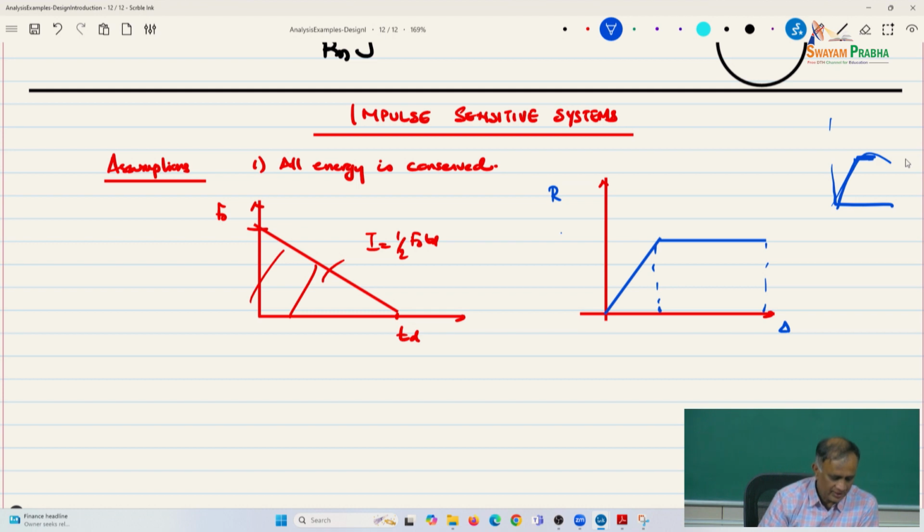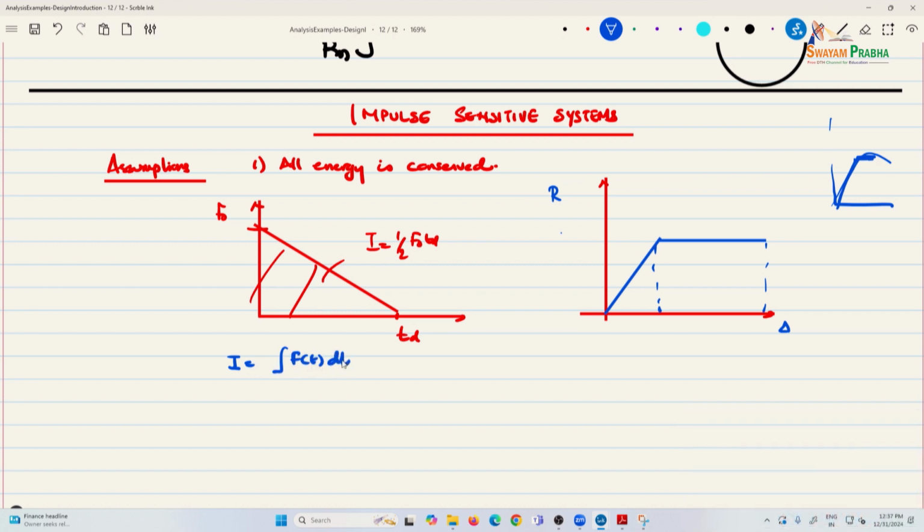So here your impulse is integral f of t dt. K is Rn by Ye, and mu is Ym by Ye.